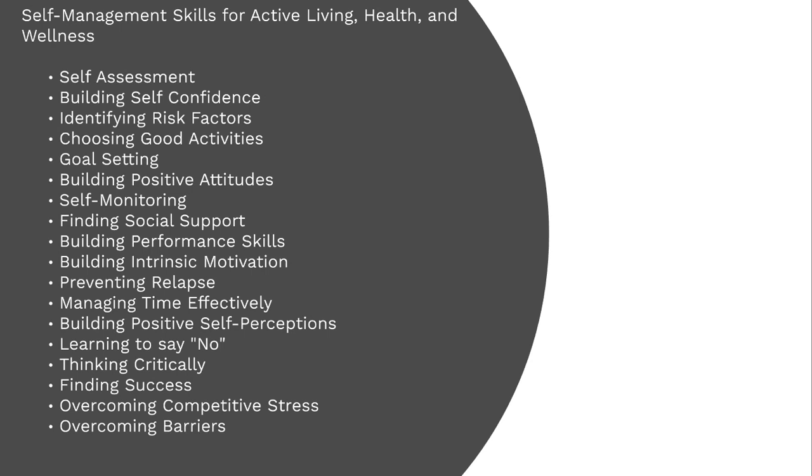In this chapter, you will learn about goal setting, and in the remaining chapters, you will learn about the other self-management skills. A major purpose of this Fitness for Life unit is to help you live an active, healthy life. To accomplish this goal, it is important for you to learn about and practice each of these self-management skills.